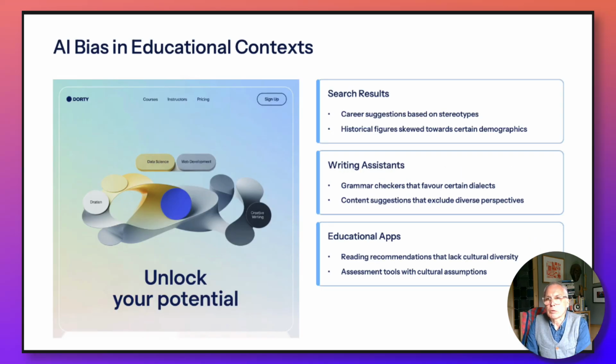Here are some concrete examples you might encounter. Search engines might show different career suggestions for identical CVs with different names, or prioritise certain historical figures over others. Writing assistants often favour standard English dialects, potentially marking perfectly valid regional variations as incorrect. I've seen educational apps recommend books that predominantly feature characters from one demographic, or assessment tools that assume familiarity with specific cultural references. These aren't just minor inconveniences, they send powerful messages to students about whose voices matter and what normal looks like.